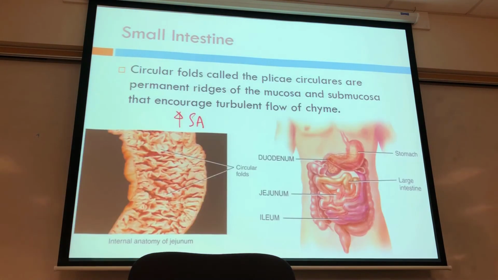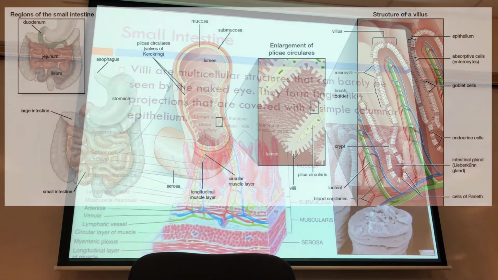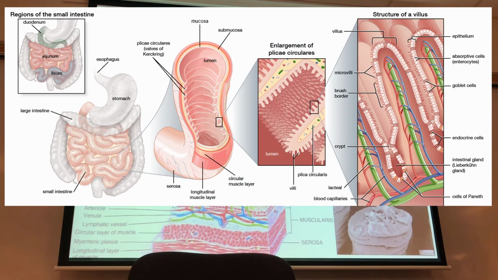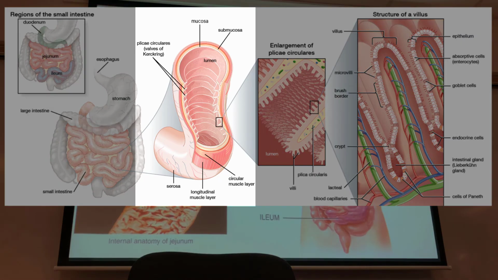Now on top of the plicae circularis, we're going to start to zoom in on each of these folds. But we can cut that plicae circularis and look at it on a tissue. Here you can see it on an organ layer.